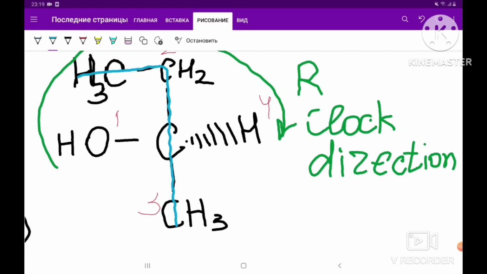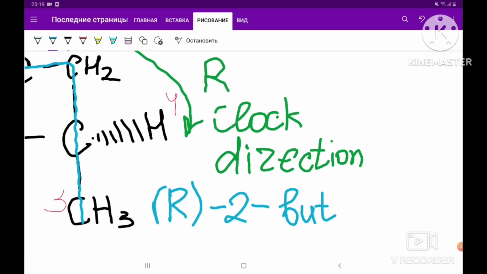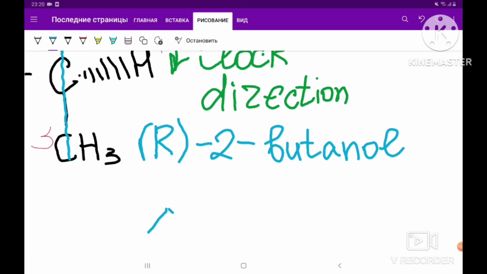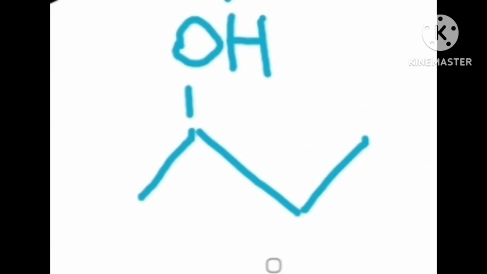And let's name it. Let's find again the longest chain with carbons. We see we have 4 carbons in our chain: 1, 2, 3, 4. On the second carbon we have an OH group. It means it will be an alcohol. With 4 carbons, it will be butanol. It will be R-2-butanol, because the hydroxy group is on the second carbon. So actually it's not difficult. We can even draw it this way, as you can see, to simplify.